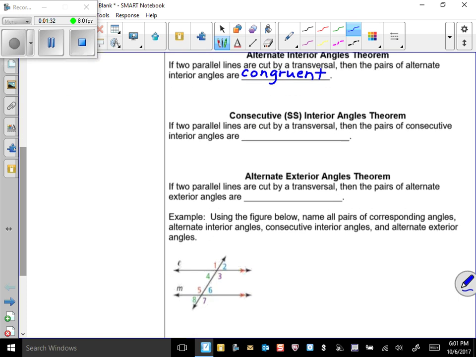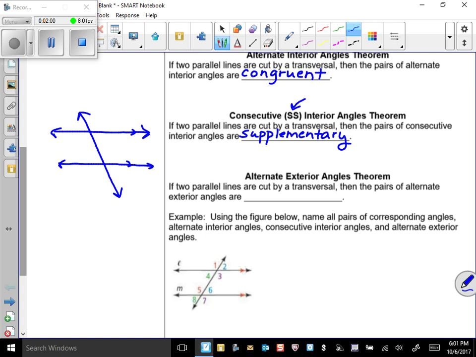Okay, the consecutive or same side interior angles theorem says that if two parallel lines are cut by a transversal, then the pairs of consecutive interior angles are, hold up, don't write congruent, because they're supplementary. So, if these are my parallel lines, and I'll indicate them with my little arrows here, and here's my transversal, same side. So if I got angle 1 here and angle 2, those are consecutive interior angles. What I know is that the measure of angle 1 plus the measure of angle 2 is 180 degrees. Those are supplementary.